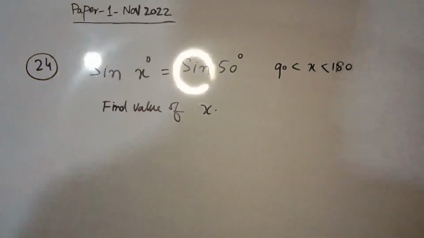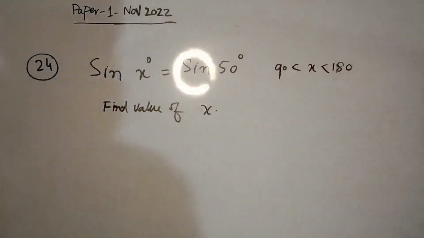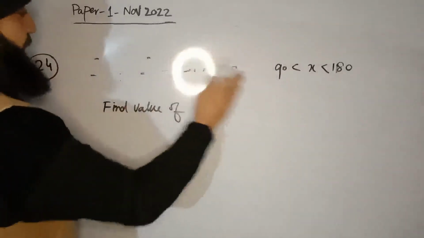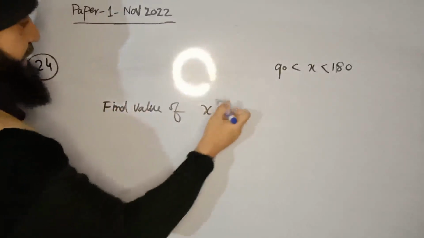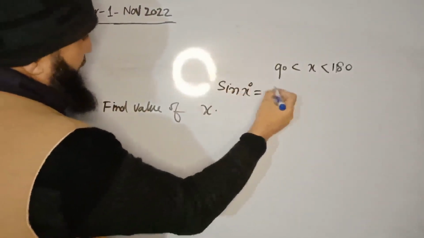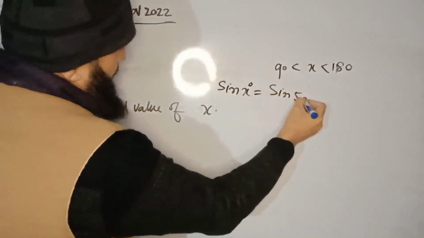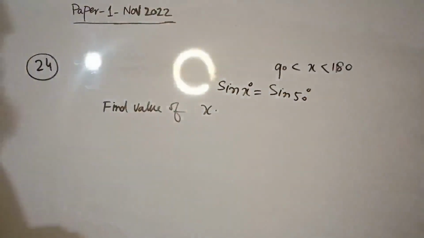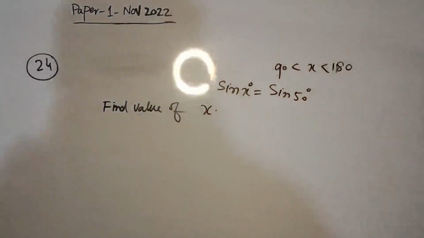Next question is, it is given that sin x is equal to sin 50, and also given that 90 is less than x, x is less than 180. We have to find the value of x.